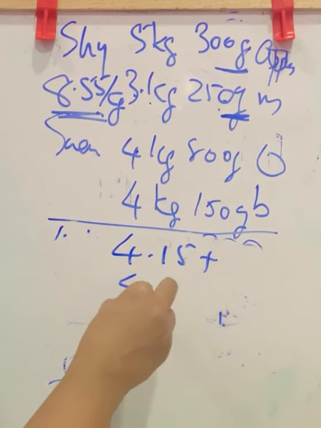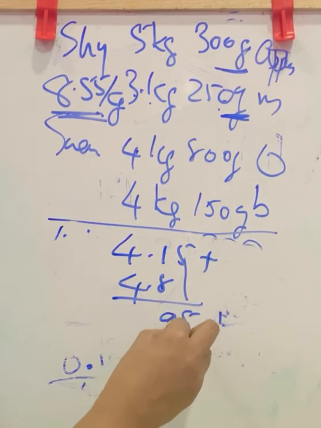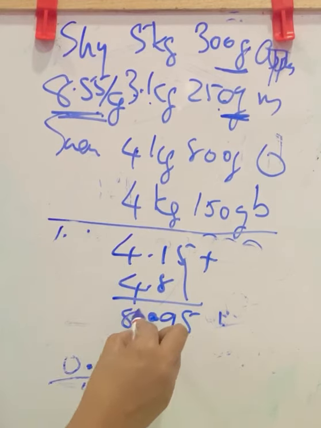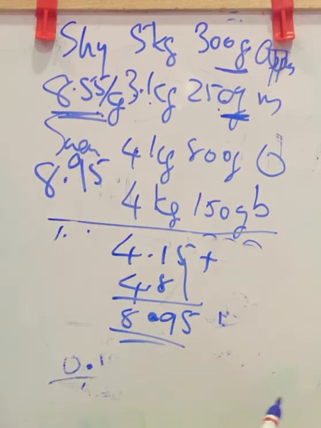4.15 plus 4.8. Now 5 is carried down. 8 plus 1, 9. Decimal is there. 4 plus 4, 8. Now her total weight is 8.95 kilogram fruits.